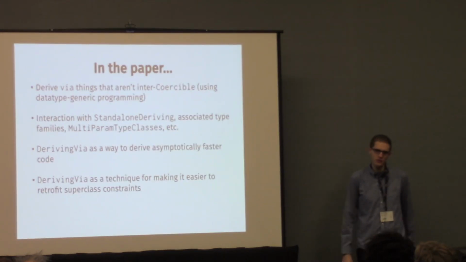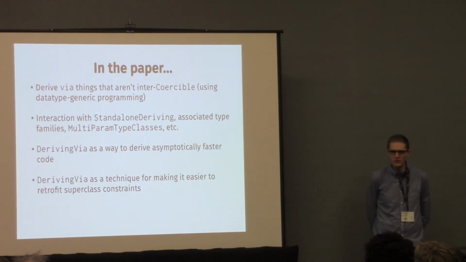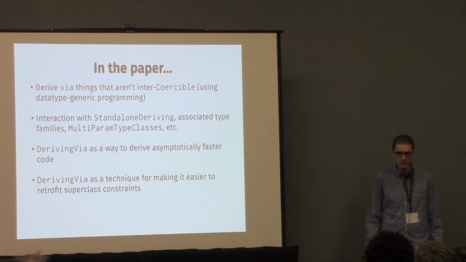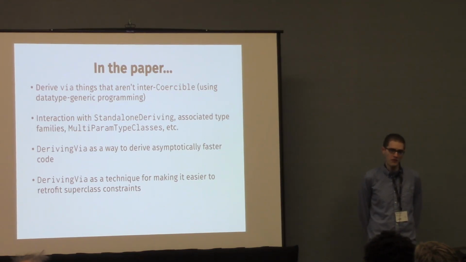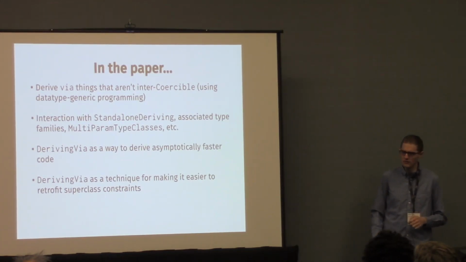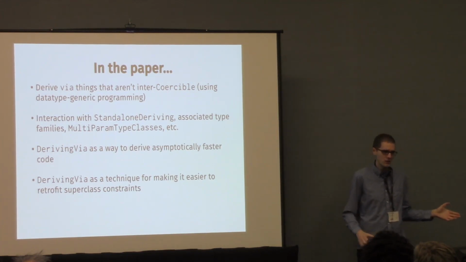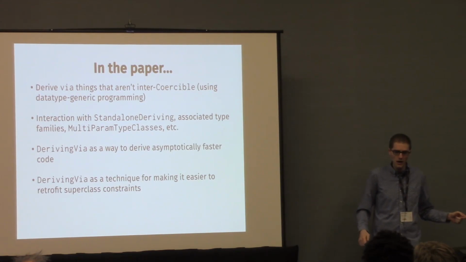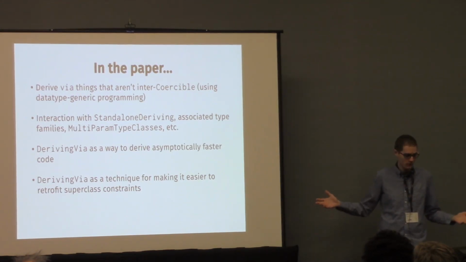And gosh, there's all sorts of crazy things that you can do with Deriving Via that I would love to tell you about today, but unfortunately I don't have the time, so I'm just going to briefly mention them here. One thing I showed is that in order to derive something via another thing, they have to be coercible. But strictly speaking, that isn't true. If you borrow techniques from datatype generic programming, then you can basically expand the equivalence classes of things that are coercible by using the Generic type class. That's talked about in the paper.